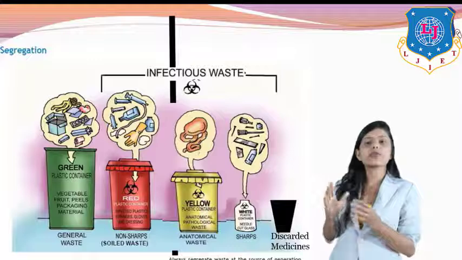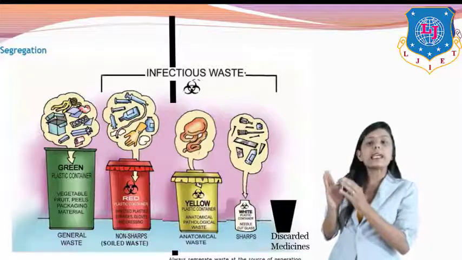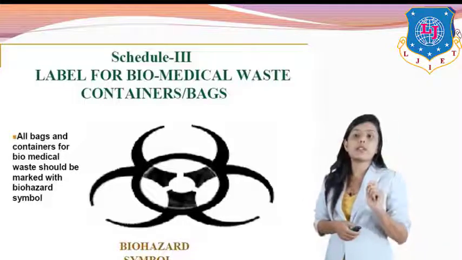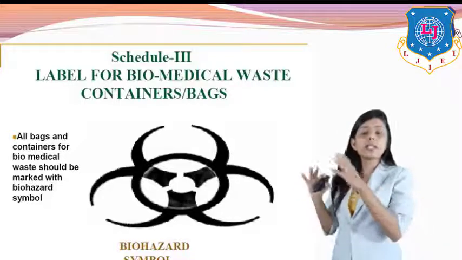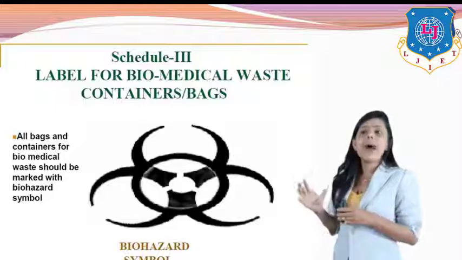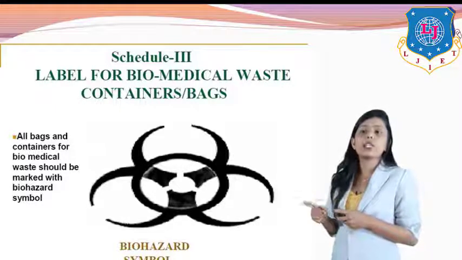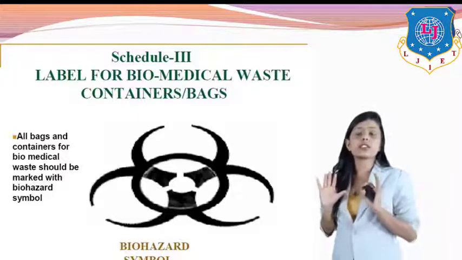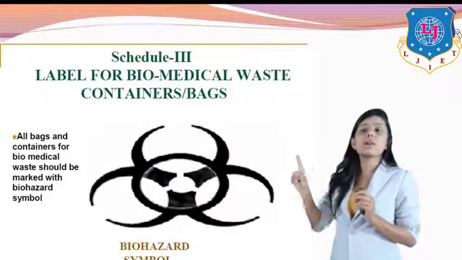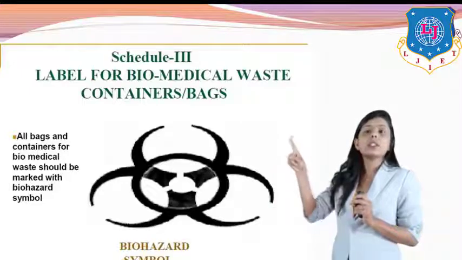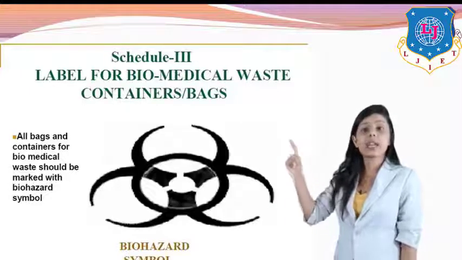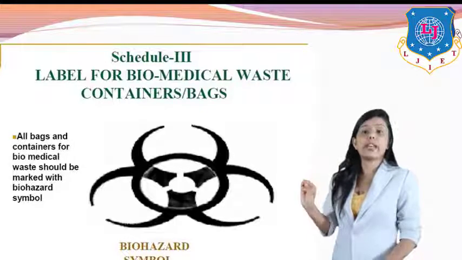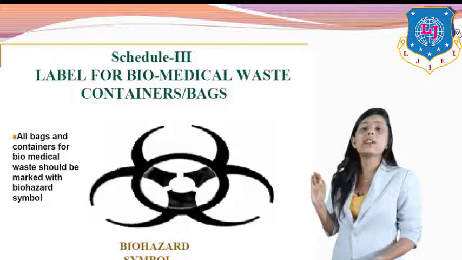So first, what we need to do is segregate the waste. Second is labeling of the waste. Once you segregate the waste, all bags and containers for biomedical waste should be marked with the biohazard symbol, so people know that they should not touch this waste. The biohazard symbol should be there on the dustbin. If you see this kind of symbol on any dustbin, that means it is hazardous waste or it can be infectious waste inside that dustbin.